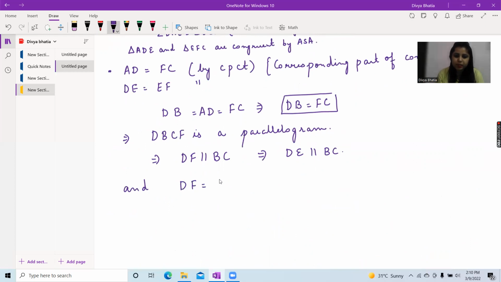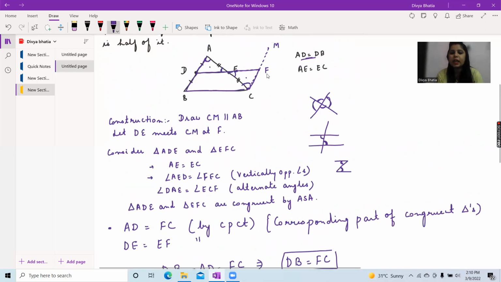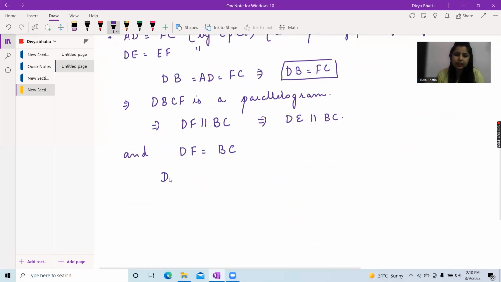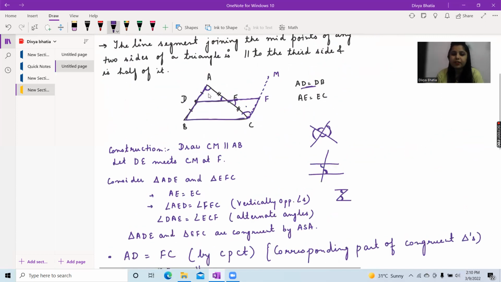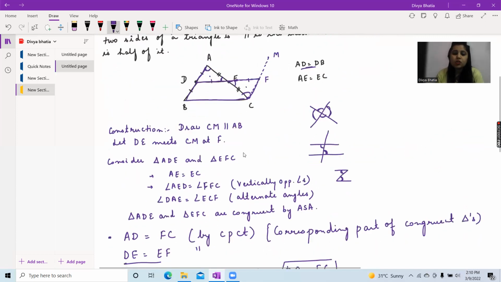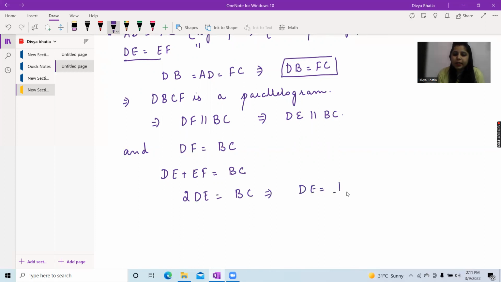DF is equal to BC because of the parallelogram. Now what is DF? DF has two segments, one is DE and one is EF. So DE plus EF is equal to BC. Now with the corresponding parts, we have proved that DE is equal to EF. So instead of EF, I can write DE. So this becomes twice DE. So twice DE is equal to BC. That means DE is equal to 1 by 2 of BC.